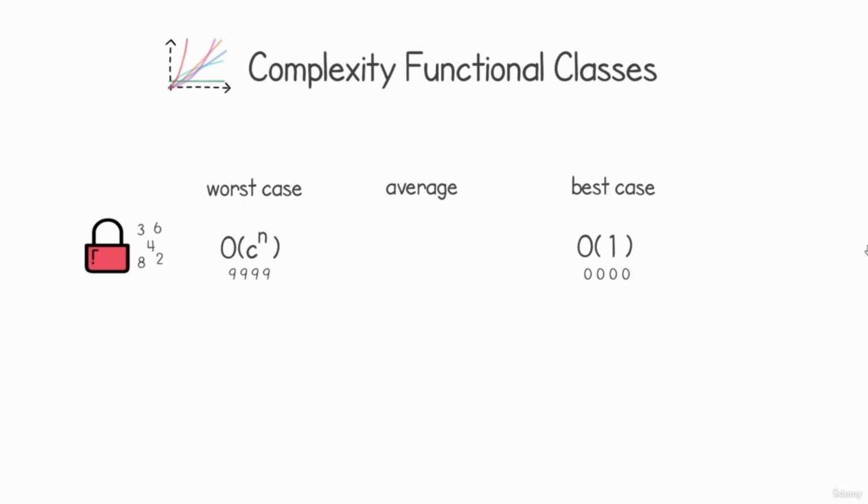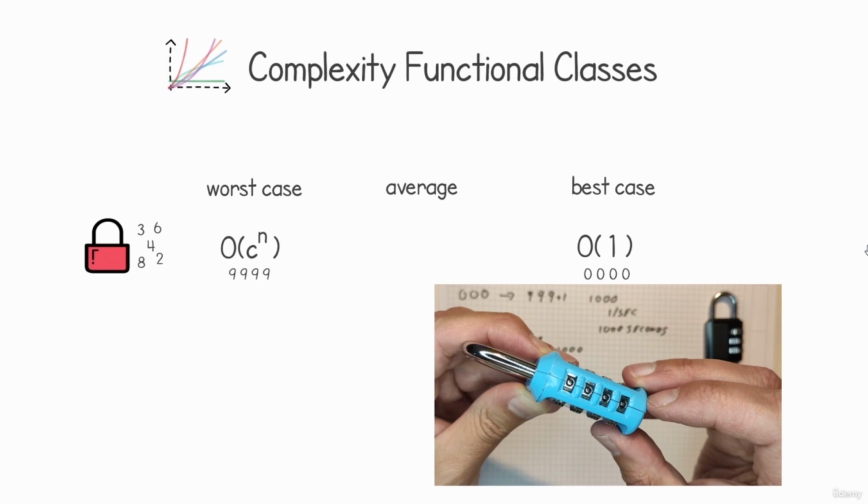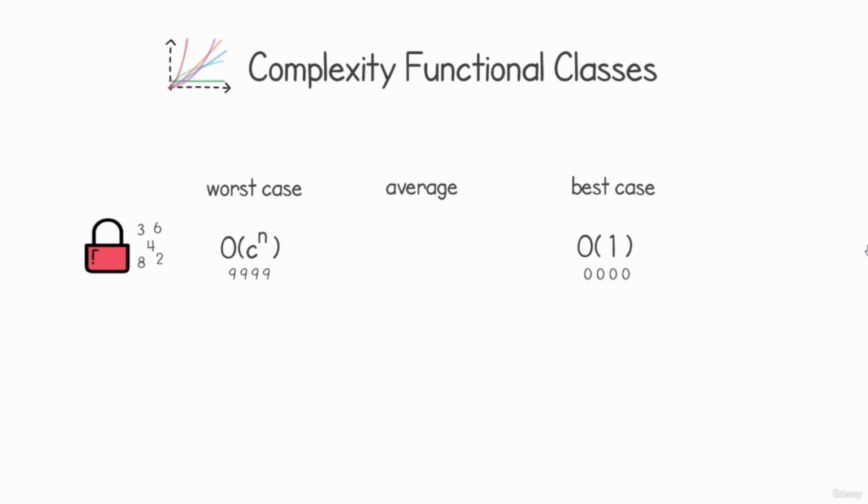The best case is on the opposite end. The best case is when the padlock is set to 000, which is our starting position, and in our starting position, the padlock will open immediately. So in that case, we have a runtime complexity of order 1. The average case is when you go through all possible combinations and you find the average. For the padlock, it is the exponential runtime complexity divided by 2. This is when the combination is set more or less somewhere in the middle.